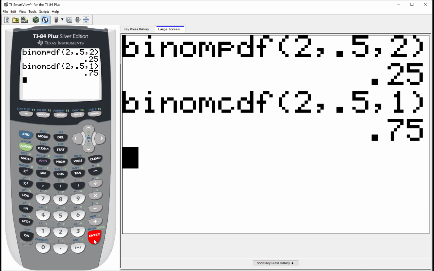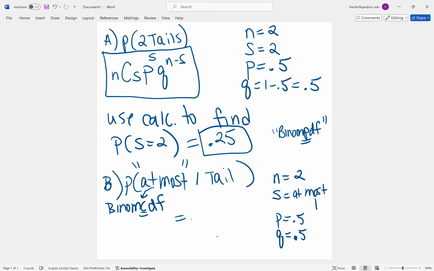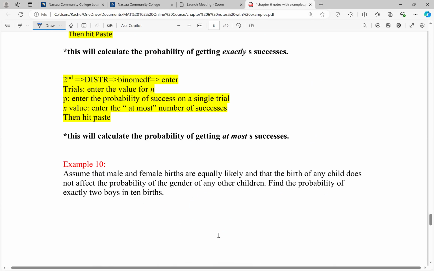Now going forward, for any binomial probability distribution examples that we do, I'm going to use binom PDF or CDF in the calculator. So let's just write this down. This was equal to 0.75, which we knew from the other 2 times we did it, right? It matches up. So let's just do one more example in this lecture. Let's do the next one, which is example 10.